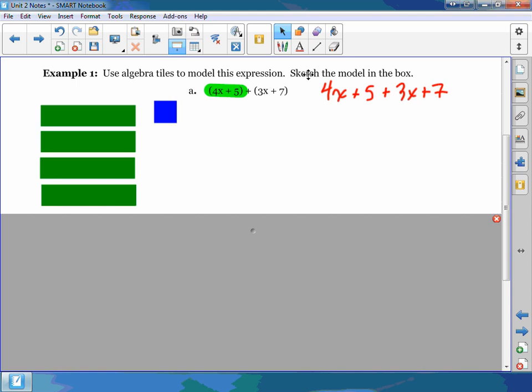Yeah, 5 blue ones, right? So there's 1, 2, 3, 4, 5. So there's 4x plus 5. Now we're going to add on, Jonas, I'm going to stick with you.